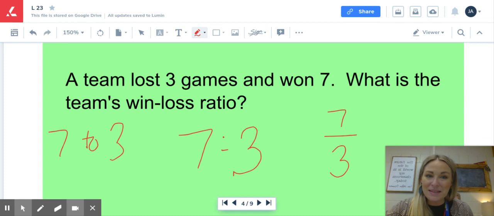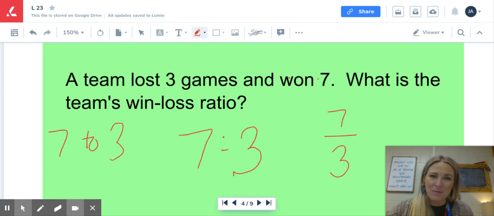All right, so you can see here, I've taken the time to write out 3 different ways to look at this. Checking your work with mine, the reason that I have listed the number 7 first is because they have asked, what is the team's win-loss ratio? So the number that correlates with winning, which is 7, comes first. So here are 3 different ways to see this.